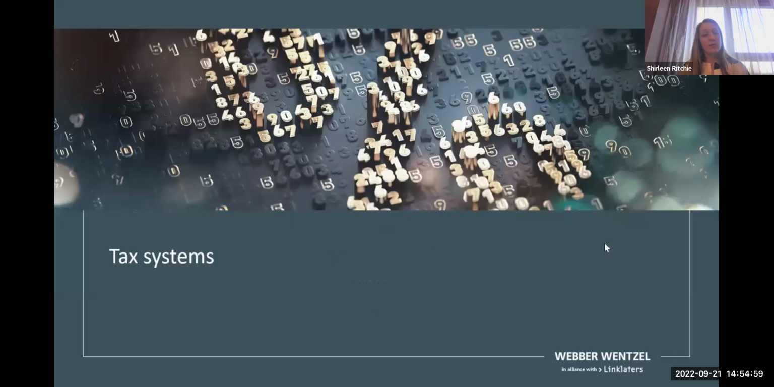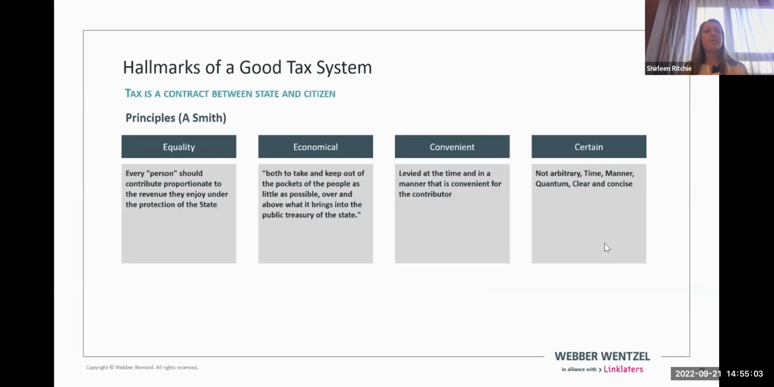So there are a number of tax systems. The hallmarks of any good tax system were determined initially by a man called Adam Smith, who was one of the big proponents of income tax. And you have here the 4 principles that underscore a good tax system. I think we all understand tax as a contract between state and citizen, or loosely what we would call the social contract between government and its citizens.